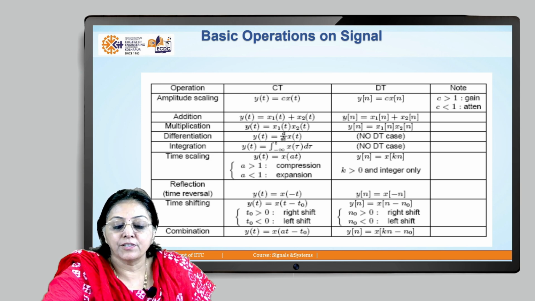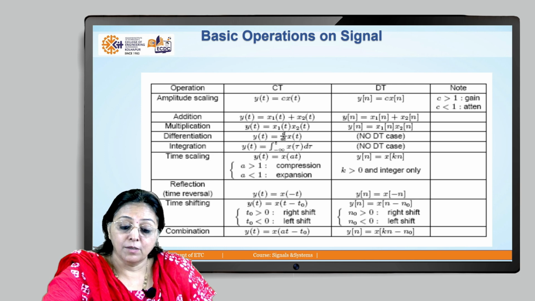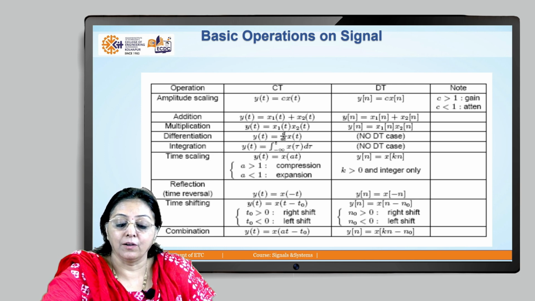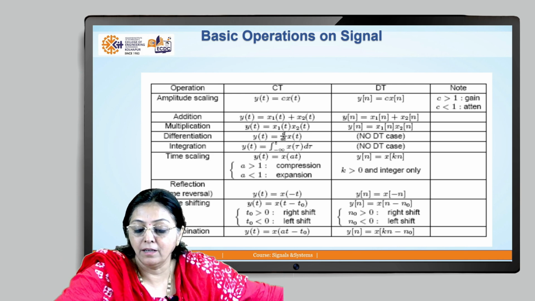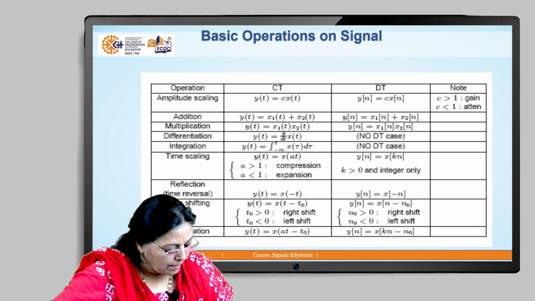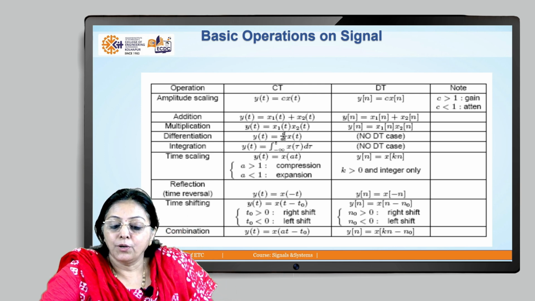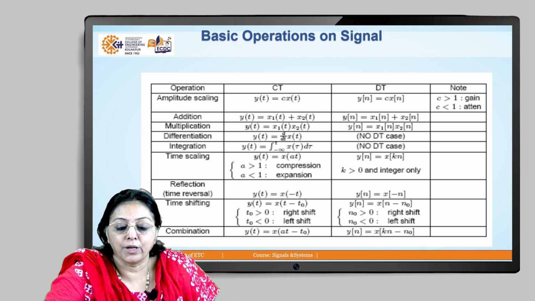Then addition means two independent signals are there, x1(t) and x2(t). So the complete signal we are going to add: y(t) = x1(t) + x2(t). Similarly for the discrete time signal, y(n) = x1(n) + x2(n). Multiplication is y(t) = x1(t) × x2(t), and for the discrete case, y(n) = x1(n) × x2(n).